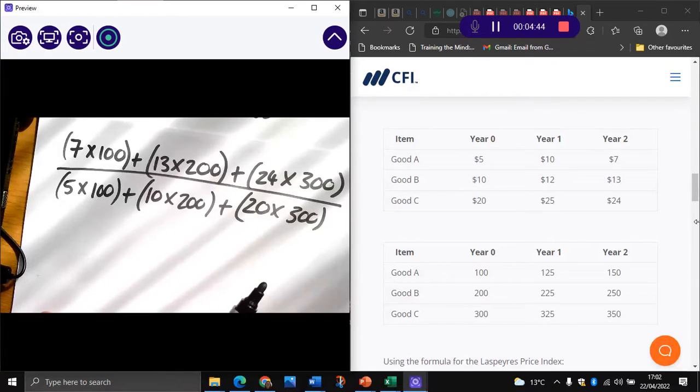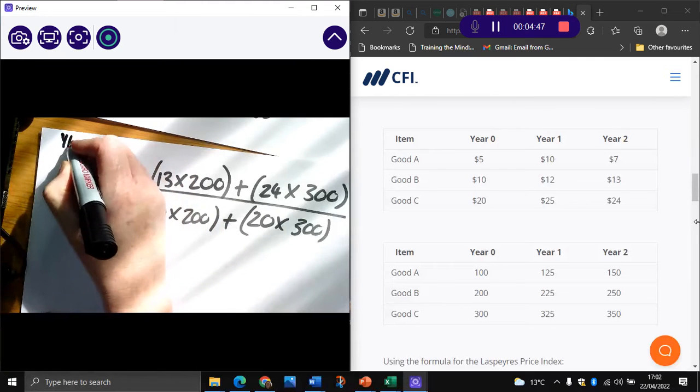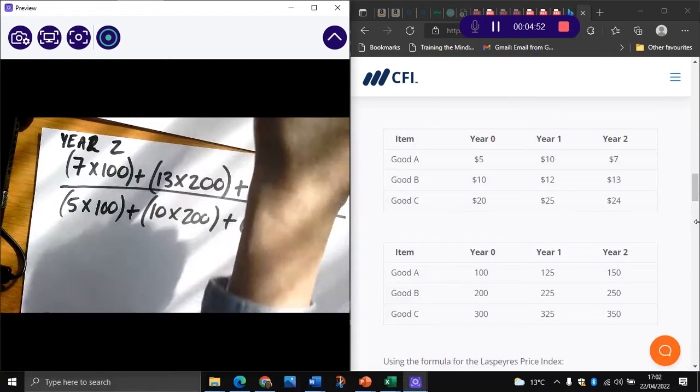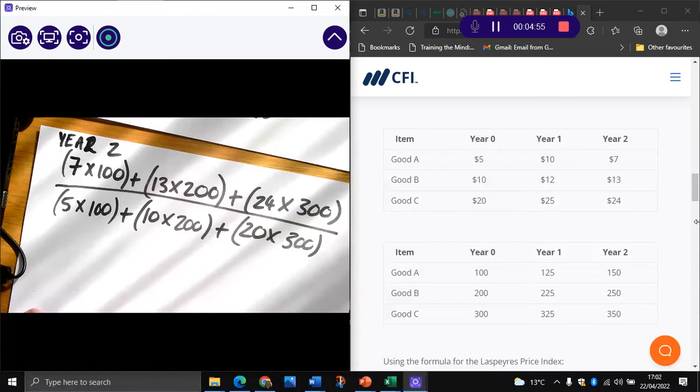Okay, we're looking at year 2. Okay, this one here. So if I want the Laspeyre for year 2, all that is ever used is the cost of year 2 in the Laspeyre. So the cost is 7, 13, 24, A, B and C. You're going to use the quantities for year 1, or the base year. So it's 100, 200, 300, 100, 200 and 300. And underneath you're using the prices for the base year. So it's very simple, obviously, to work it out.